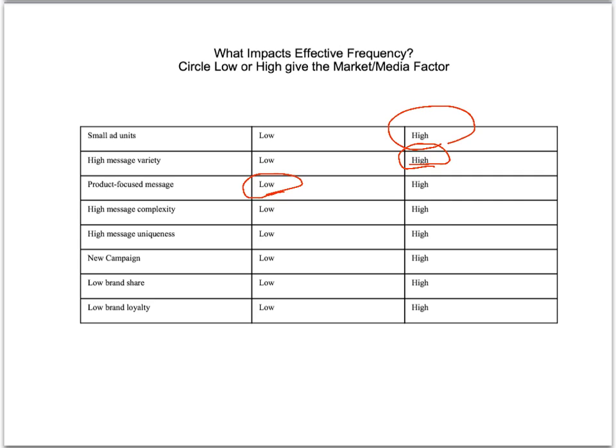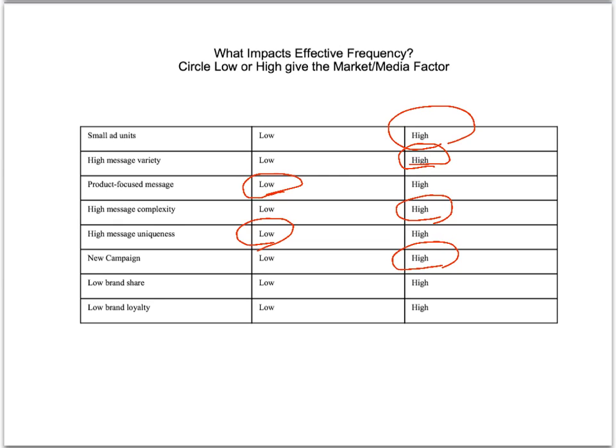High message complexity, on the other hand, if your ad is very complex, a lot of technical information that requires people to really understand and comprehend and absorb, you're going to have to show that ad with more frequency. On the other hand, a message that's highly unique and that people haven't necessarily seen before and don't associate with another brand, what you're saying is very unique and different, you would not have to show your ad with as much frequency. A brand new campaign, on the other hand, requires higher effective frequency.